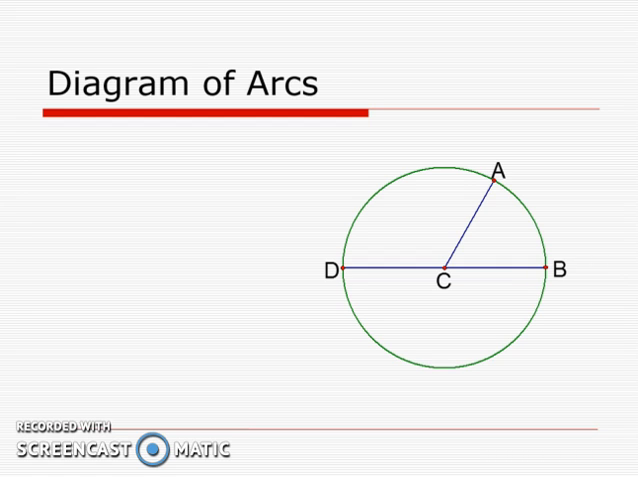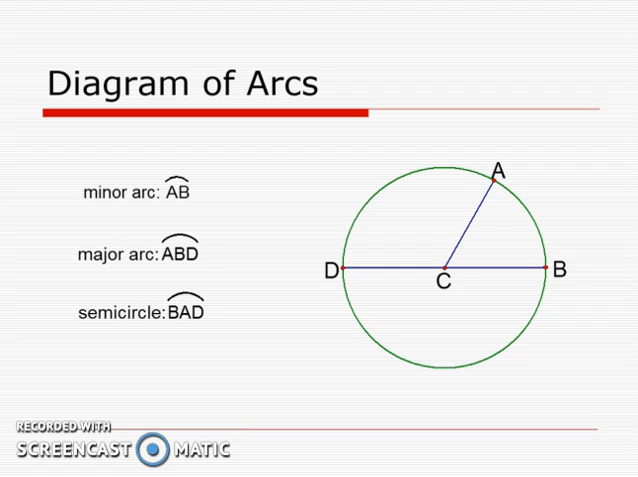So let's look at this circle here and name some arcs. We have a minor arc in here. This is AB. From A to B along the green part of the circle, that is what we're talking about, not the length straight from A to B. It's the arc from A to B. A major arc in this picture could be ABD, starting at A, going to B, going all the way around to D. Again, you're following the arc of the circle. And a semicircle could be BAD, from B to A to D, gives us half of a circle.